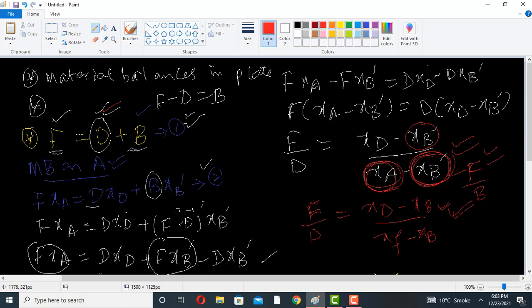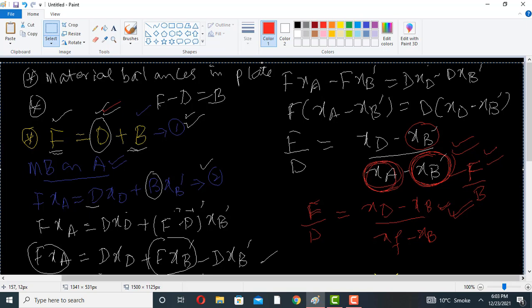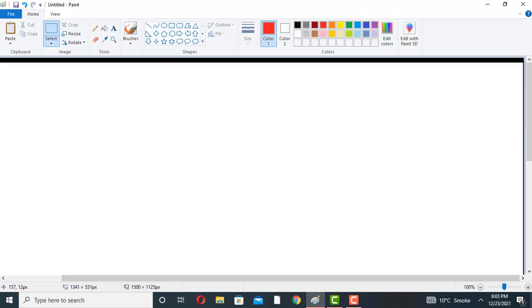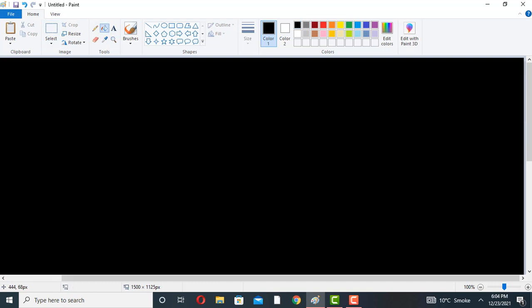Now, what will be the operating line equation in the distillation column? Operating line equation in the distillation column. So we have already discussed that this is our distillation column. Suppose this is our distillation column.